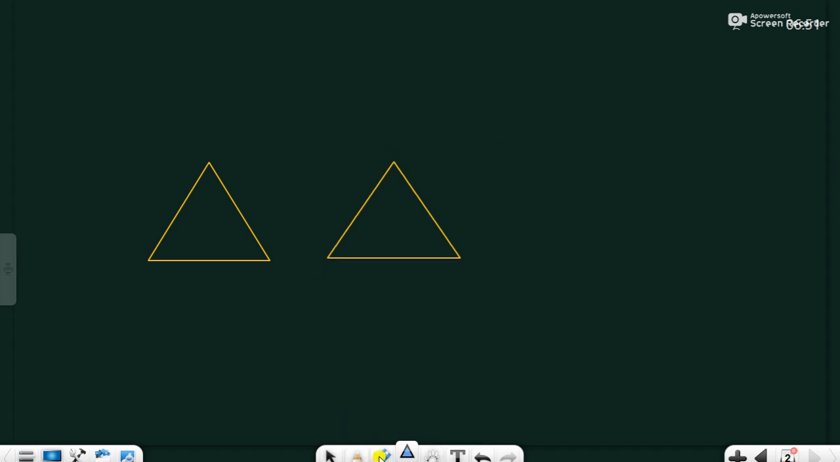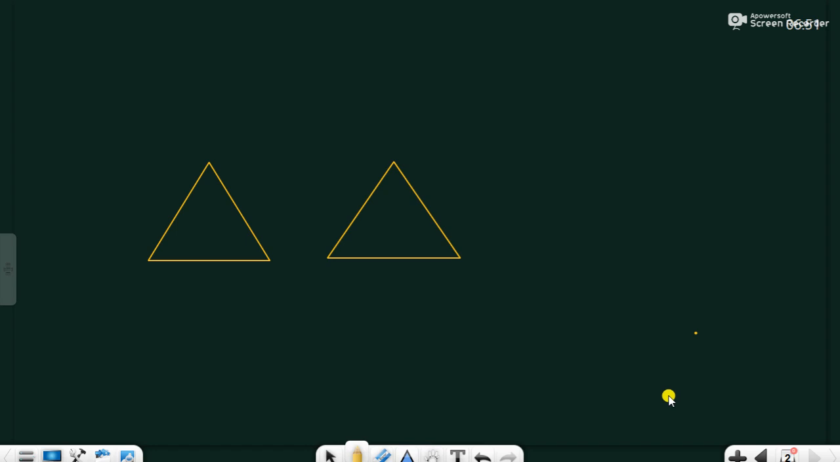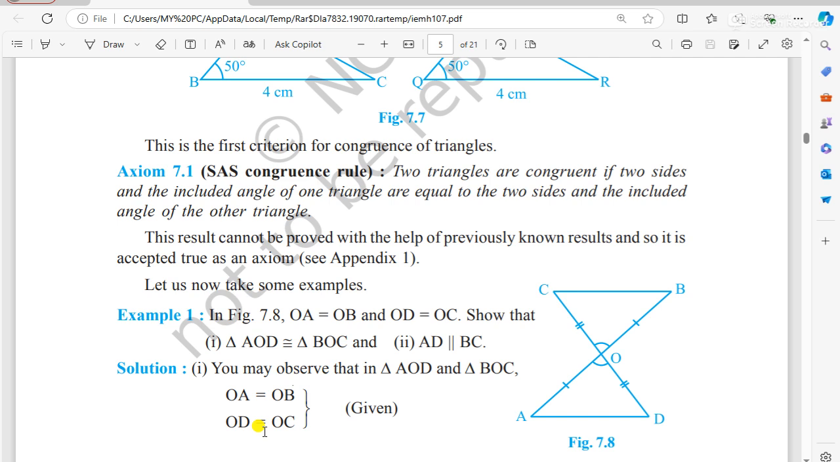Now suppose we take the names of these two triangles. Suppose this is ABC. The name of this triangle is ABC. This is A, this is B, this is C. This is D, this is E, and this is F. Right? What is the criterion? The criterion we have already read is what we call side angle side. What is the meaning of this side angle side criterion?